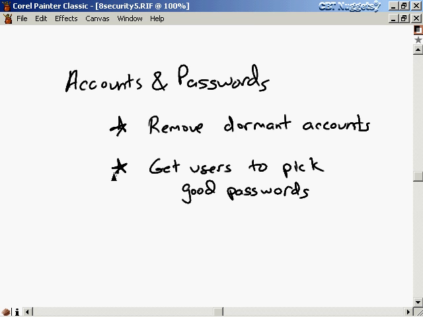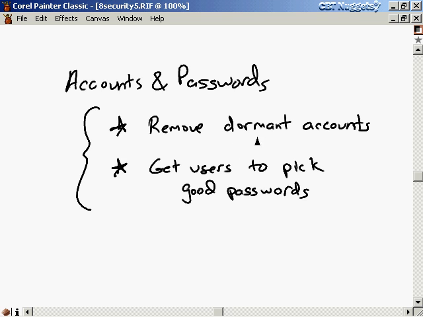Now, in terms of accounts and passwords, the two things that you can do as a system administrator are remove dormant accounts and get users to pick good passwords. Okay? Dormant accounts are accounts that are no longer used, or perhaps they're accounts that have never been used. At a university I used to teach at, the students would sign up for a class and get an account, but then they'd drop the class before the first day and their account would just sit there the whole semester.